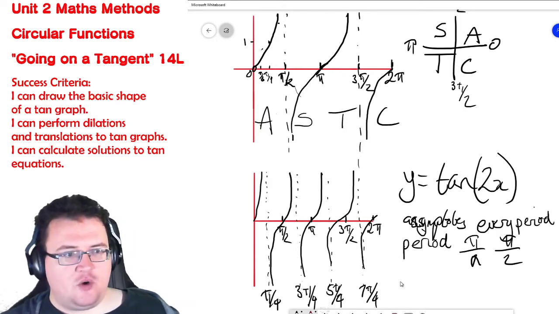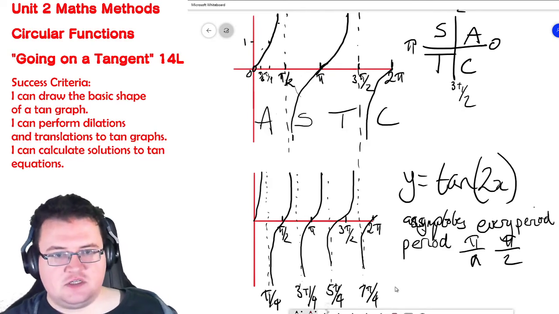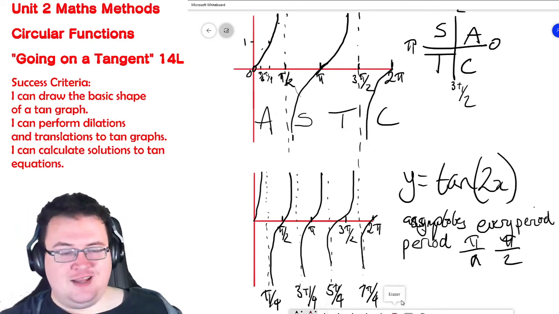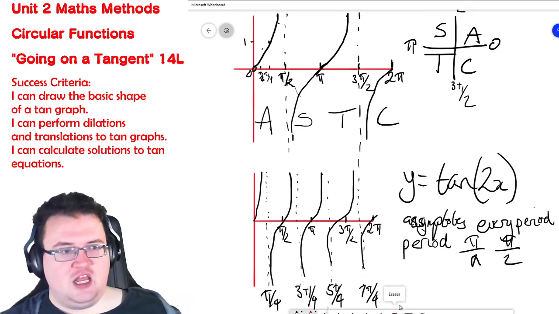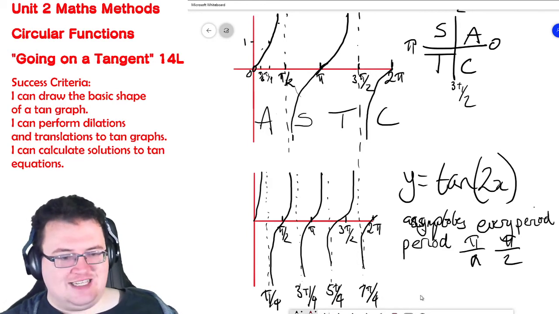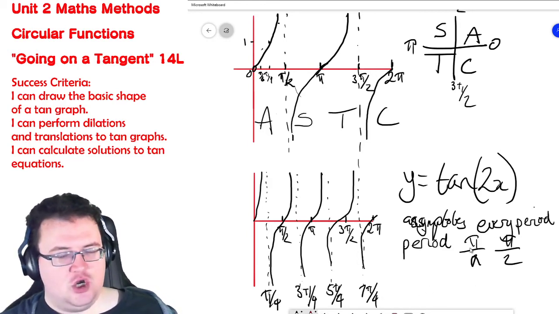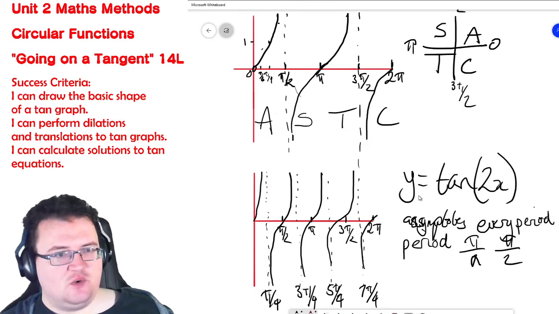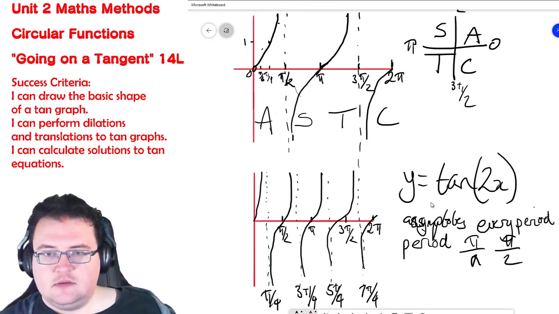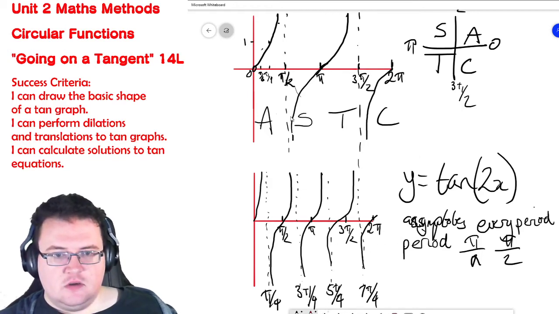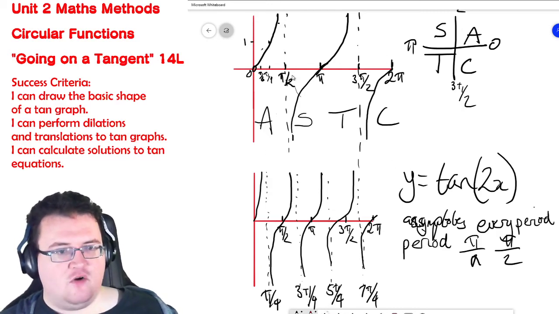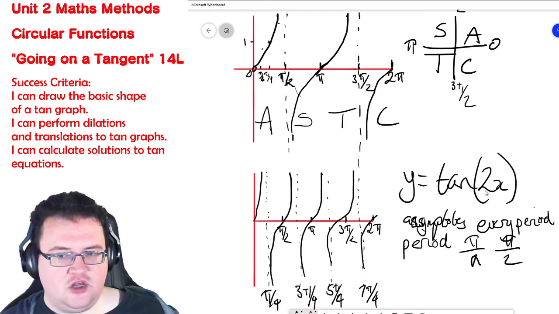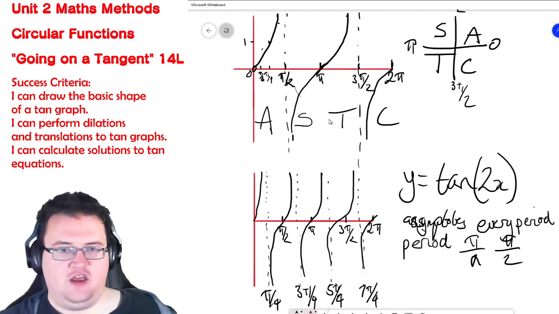All right, so when we are asking you about finding specific things for your graphs, it is going to be very tricky if you forget that for a tan graph, the period is pi on n, not 2 pi on n. That is one of the major differences between sine and tan and cos. So if you remember your basic tan graph, you can very easily do period changes by simply taking the n value and running it through all the other pieces of information.